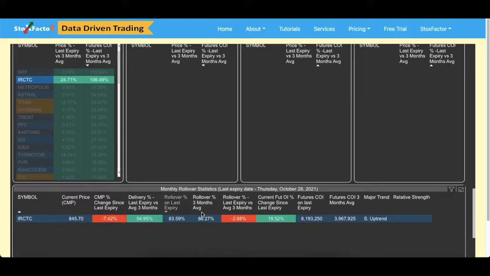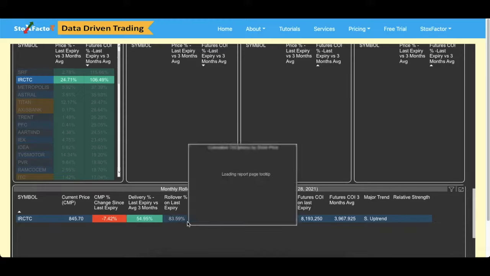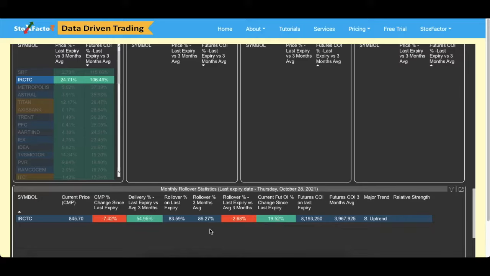And we can see the rollover percentage also. It is almost at par, not very much difference, a slight reduction on last expiry as compared to the previous 3 months average, but almost 2% decrease, very less decrease. So there hasn't been any significant deviation from the 3 months average, right? So we are focusing on the difference between the two. The difference is less than 3%, right?